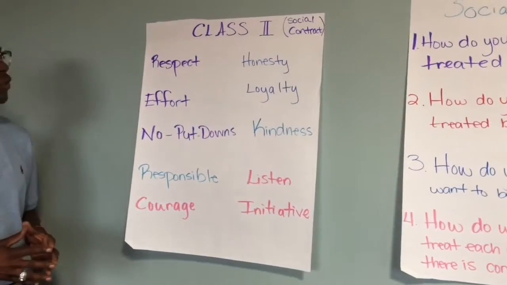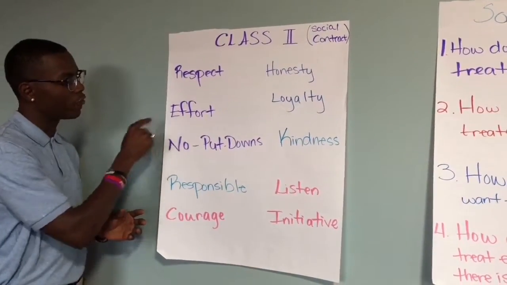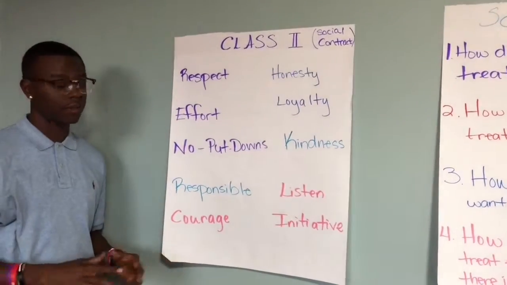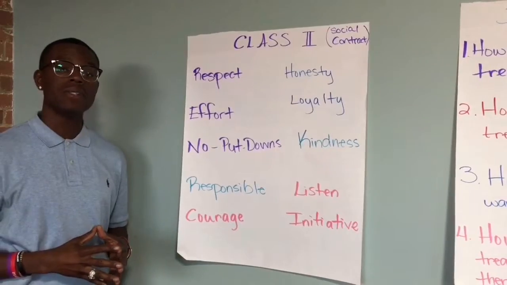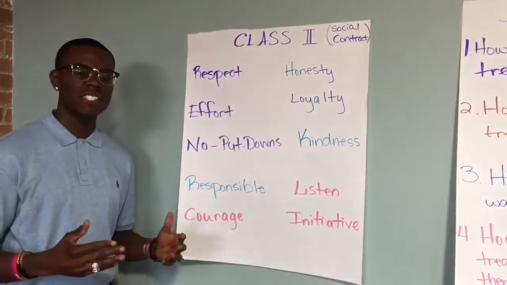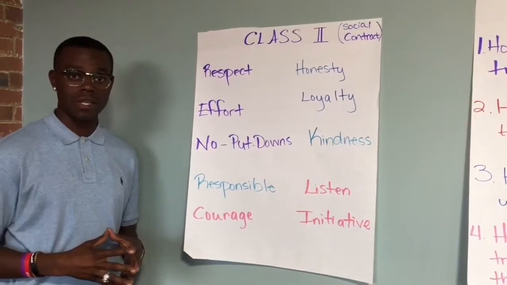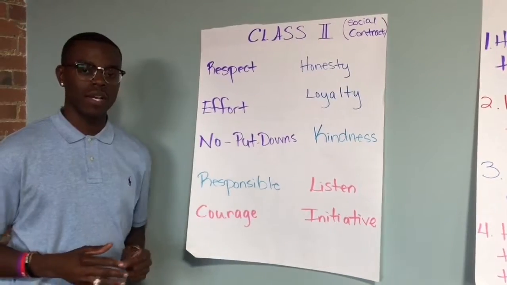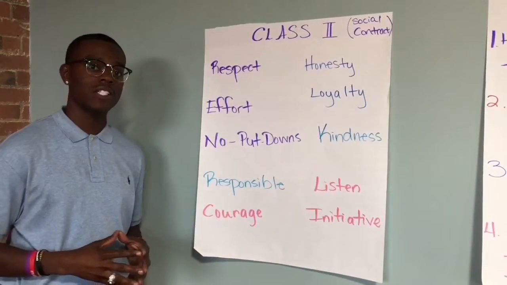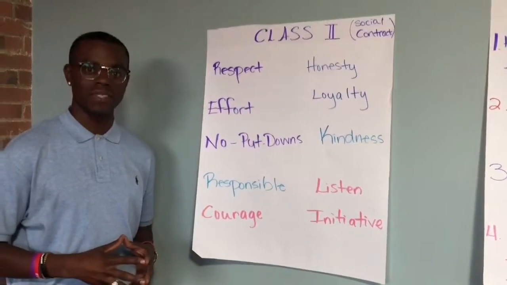Each social contract should have these 3 key phrases: respect, effort, and no put downs. Other words may include honesty, loyalty, kindness, initiative, and other great character traits that each student should possess. Creating a social contract allows your students to own the classroom and to own their expectations, so that if and when they get out of line, they'll hold each other accountable.